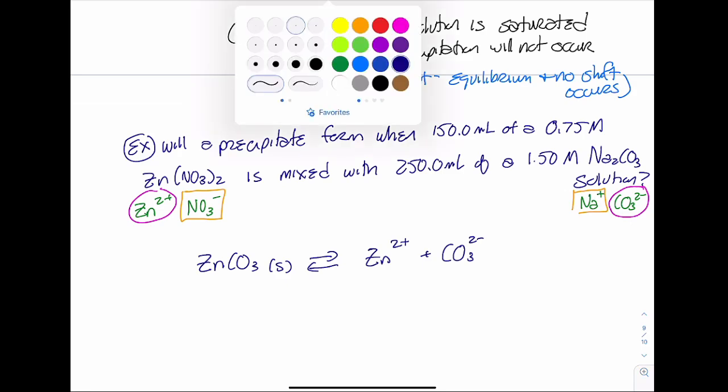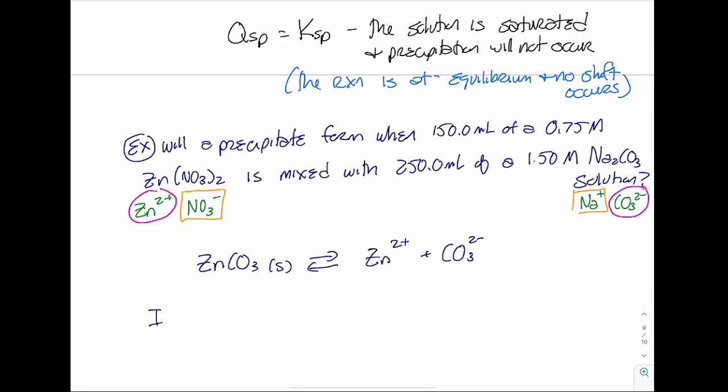I know that my ion product constant then is going to be the concentration of zinc ions raised to the first power, because there's 1 mole, multiplied by my concentration of carbonate ions, also raised to the power of 1 because there's 1 mole. So we need to calculate that and then compare it to Ksp, which I should probably give us. Ksp for this problem is 1.2 times 10 to the negative 10th. Once we do that, we can tell whether or not a precipitate is going to form.